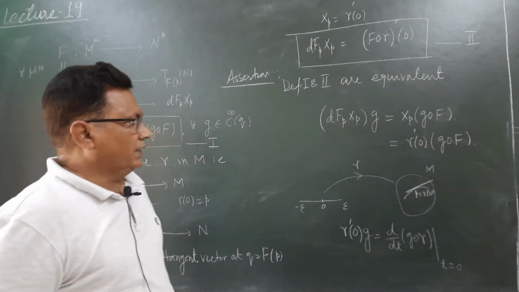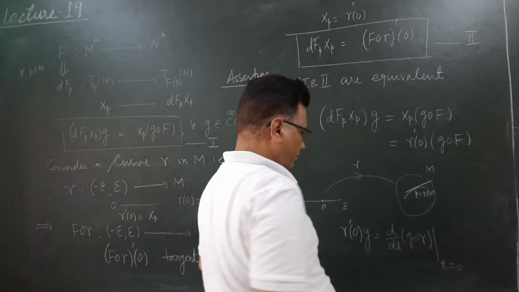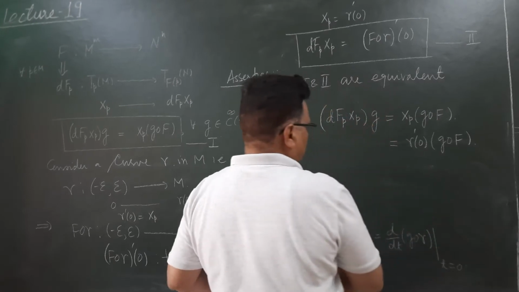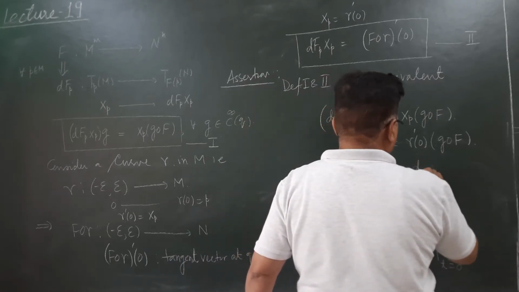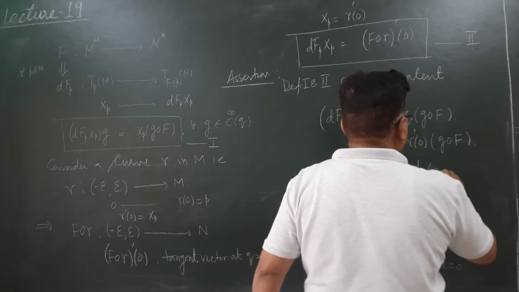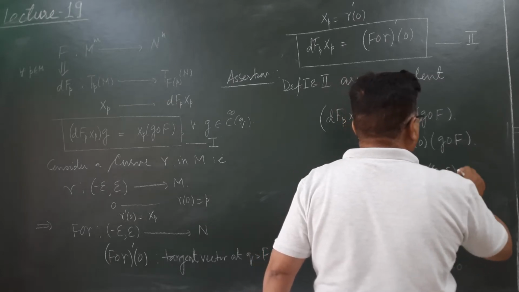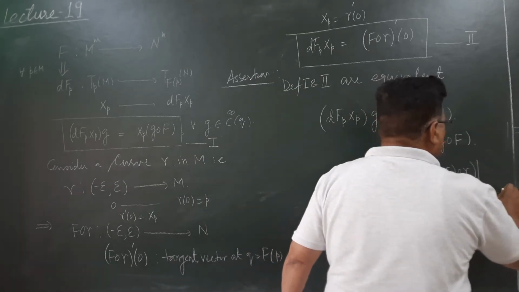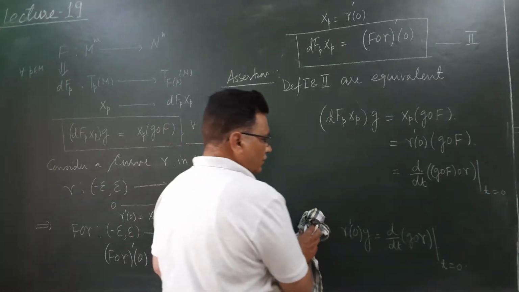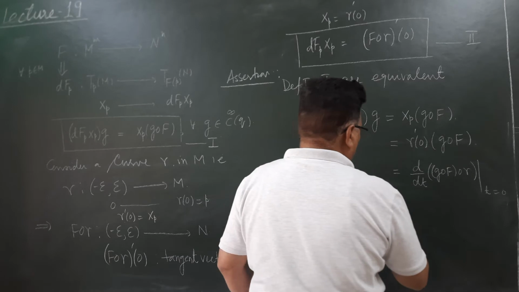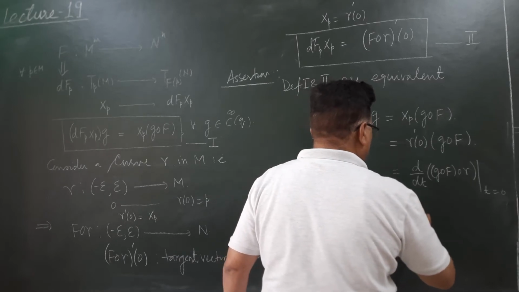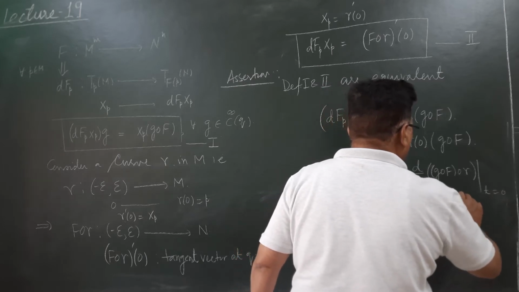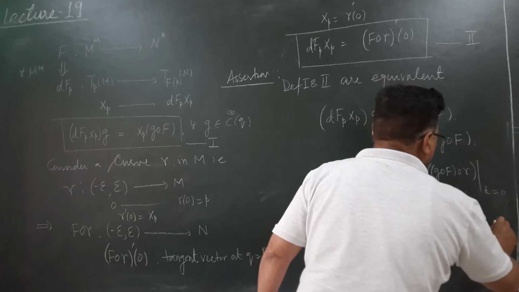ठीक है, तो ये definition यहाँ पे लगाइए. Let me apply this definition over here. So this will be equal to d/dt of G composition F composition gamma at t equal to 0. This is by the definition of gamma dash 0. And now the composition of functions is associative, so I can rewrite it as G composition F composition gamma evaluated at t equal to 0.